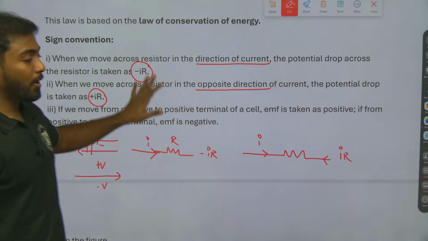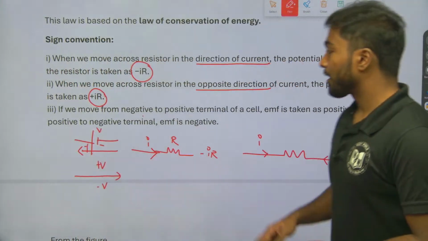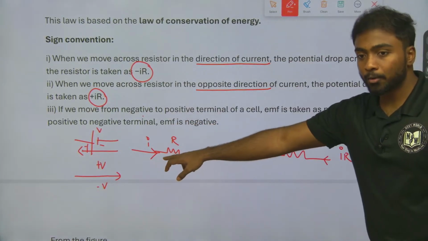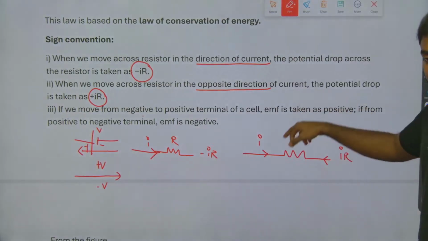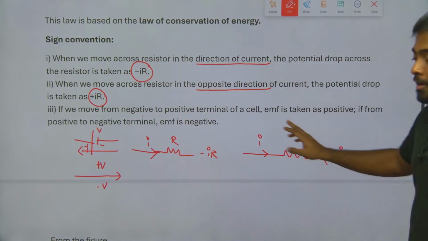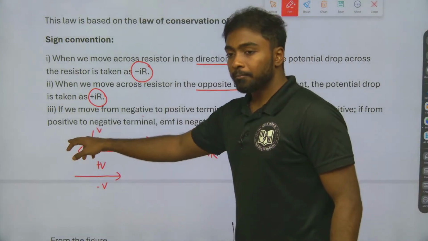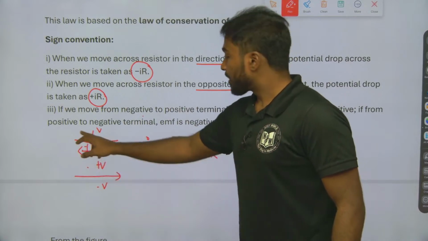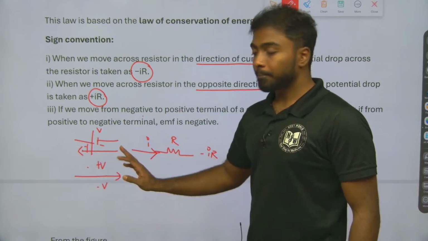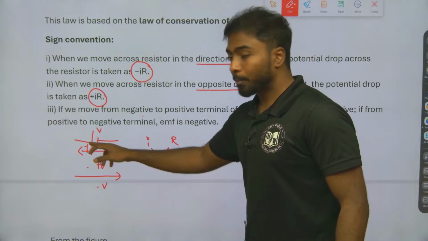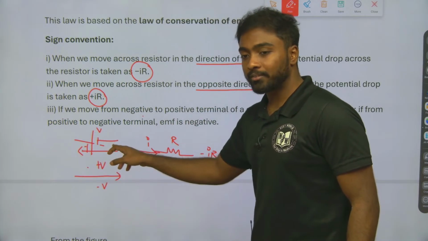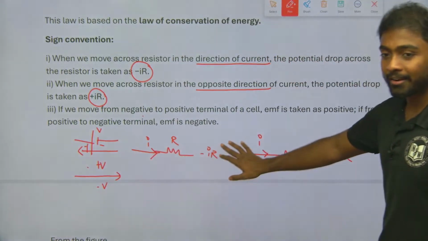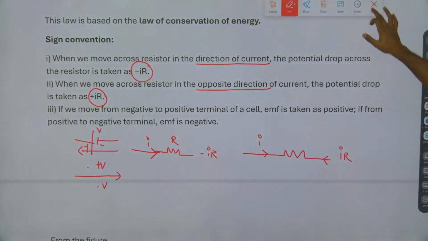So 3 points we need to be clear about, okay. When we are moving across the resistor in the direction of current, it is minus IR. In the opposite direction of current, it is plus IR. Negative to positive terminal, positive V. Positive to negative terminal, negative V. So we are going in negative but we are coming out as a positive. We are going in as a positive but coming out as a negative. Understood the sign conventions? Fine.